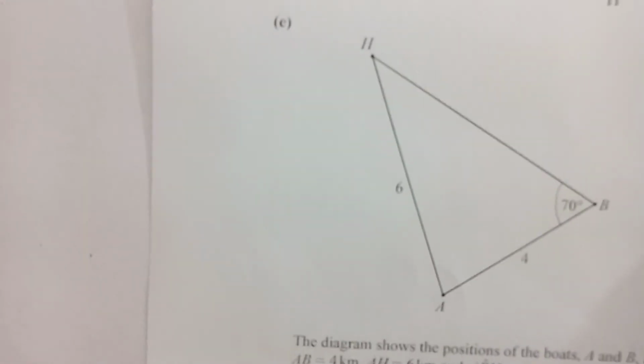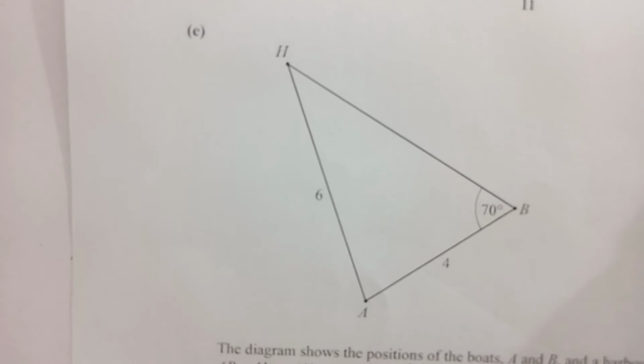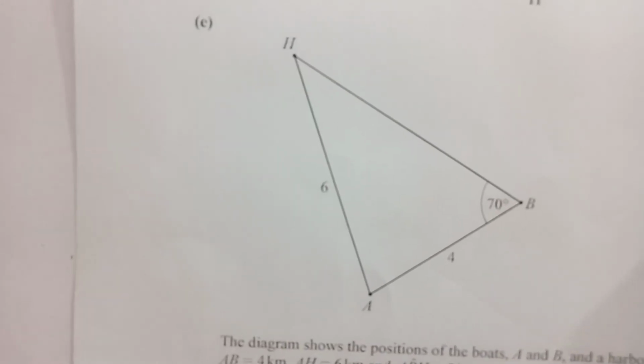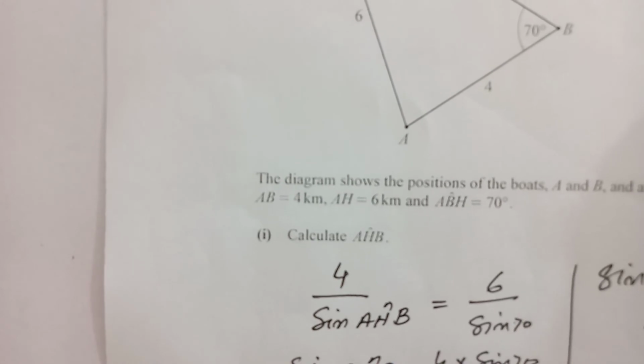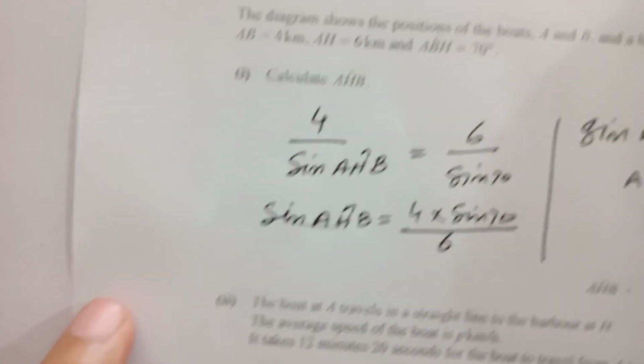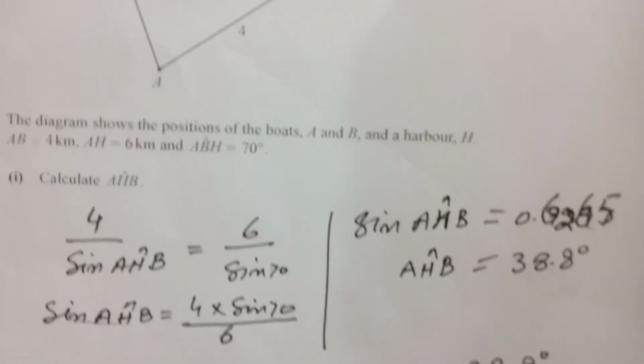Now the C part of this question. You can see the diagram of the C part. We can read it easily. He is asking to calculate angle AHB. Apply the sine rule here: 4 over sine of HB is equal to 6 over sine 70. So your answer will be 38.8 degrees.